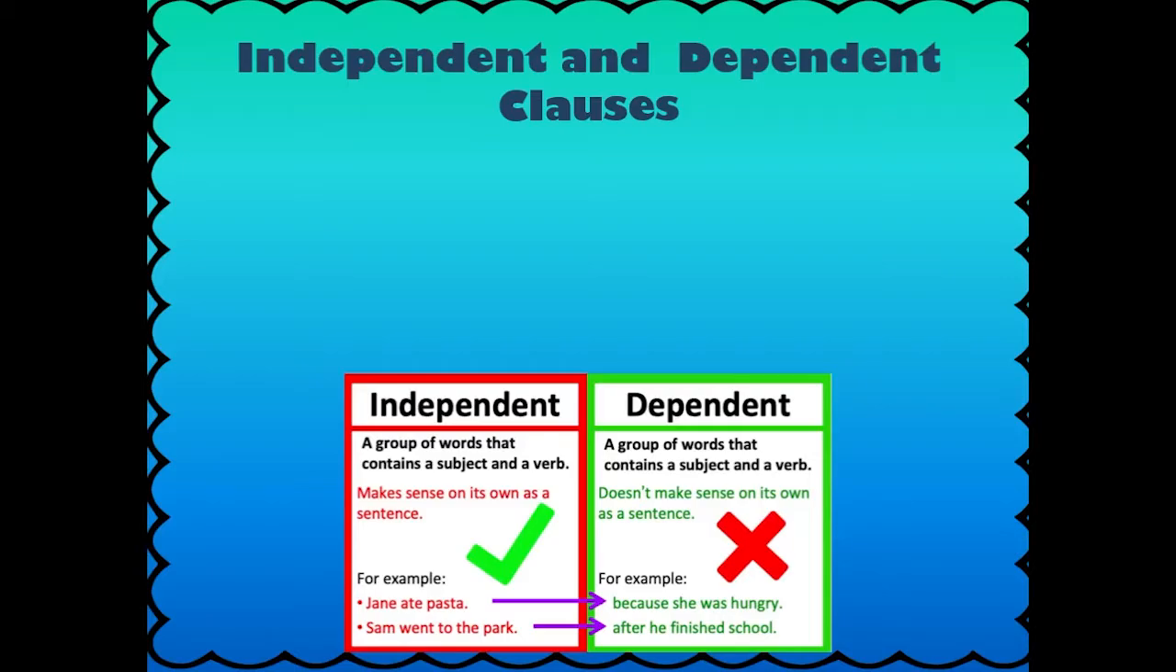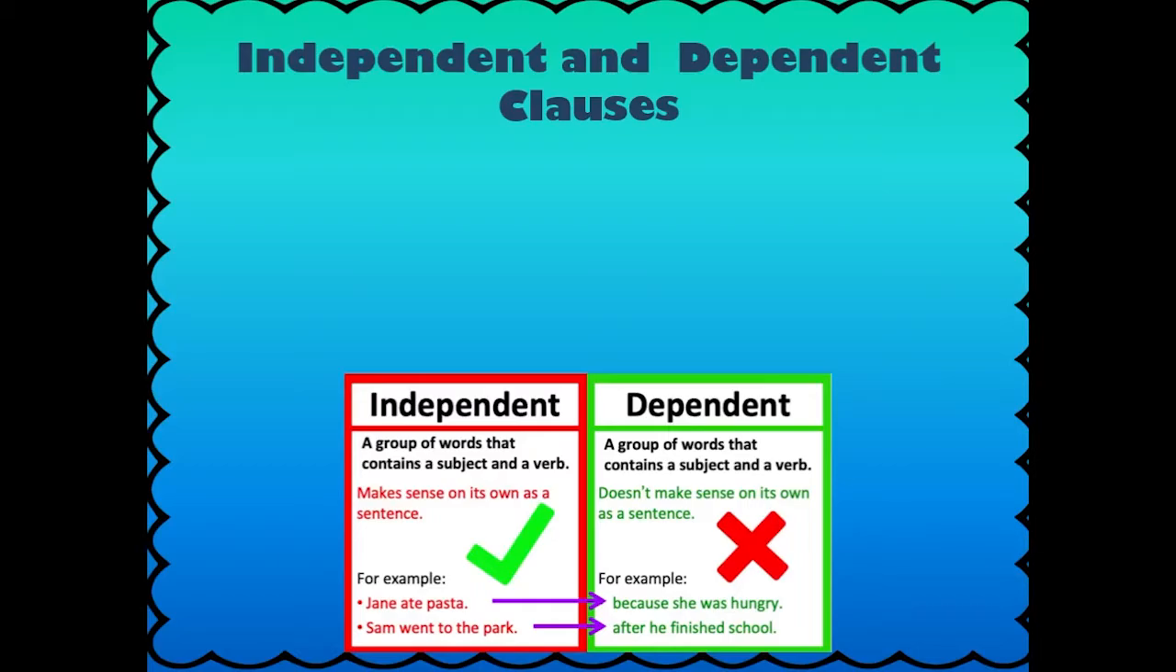So for example, Jane ate pasta. That can be its own sentence. And Sam went to the park can be its own sentence as well. But then we have our dependent. And dependent relies on something else. And so it's a group of words that contains a subject and a verb, and it does not make sense on its own as a sentence. It is not a complete sentence.